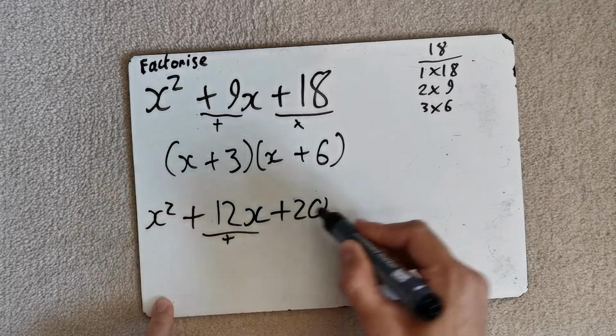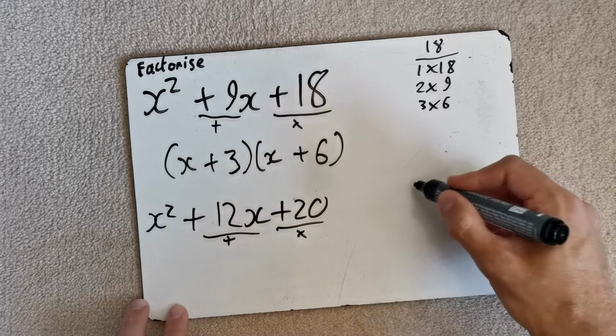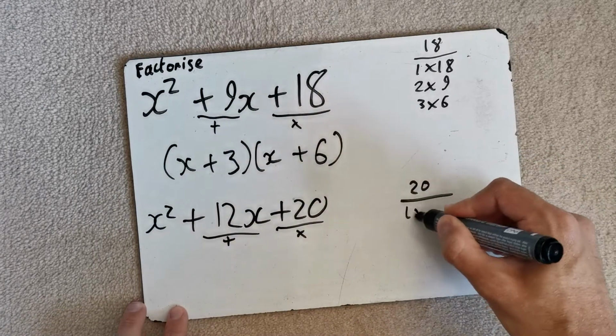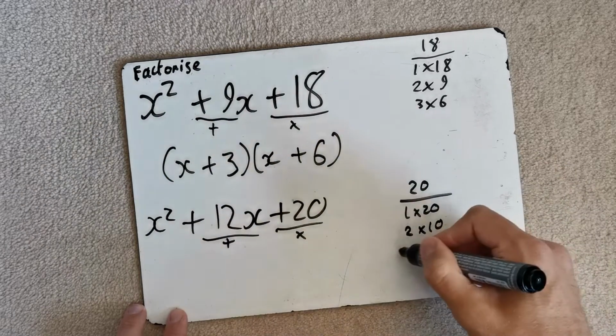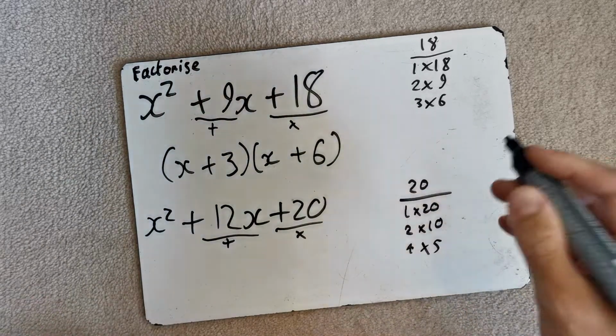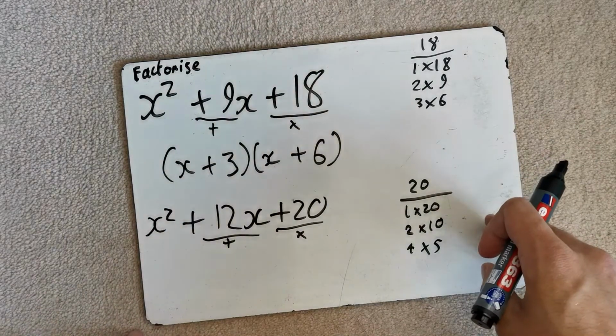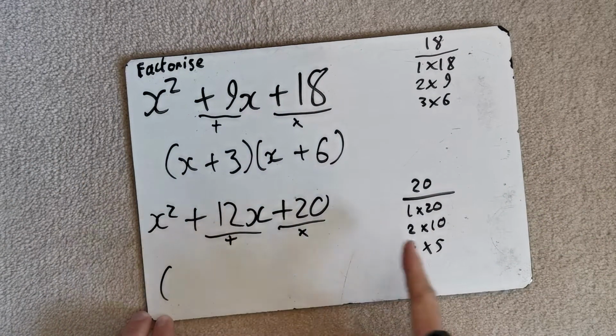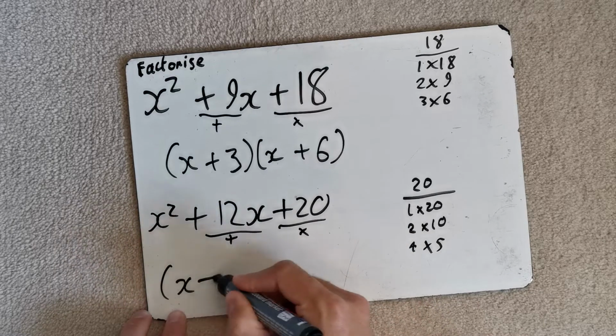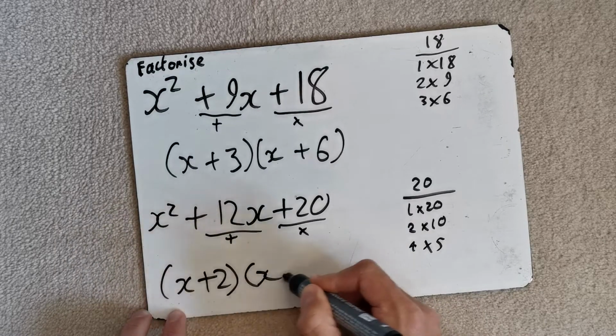What adds together to make 12? What multiplies together to make 20? Okay, we've got 1 times 20, 2 times 10, and 4 times 5. I'm just putting that in there because I like it to be complete. Okay, so 12 is 2 add 10, isn't it? So add 2, add 10.